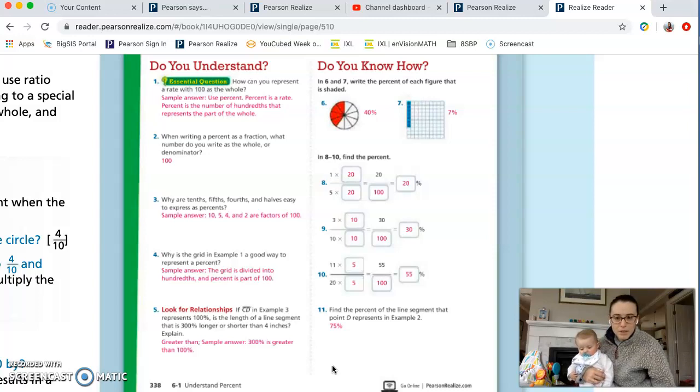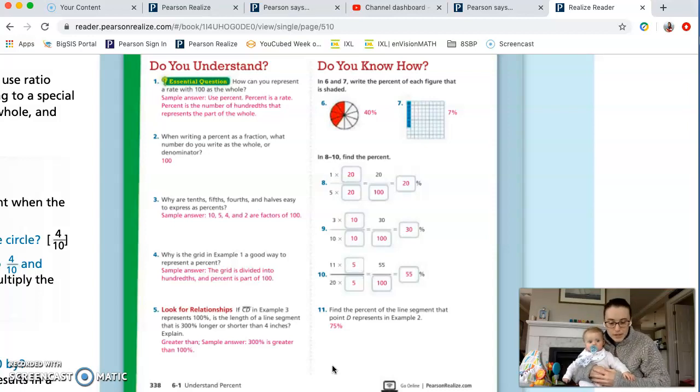Right. Okay, so if line segment CD in example 3 represents 100%, is the length of a line segment that is 300% longer or shorter than 4 inches? It's going to be longer. So 300% is going to be 3 times as large as whatever 100% is. Right.